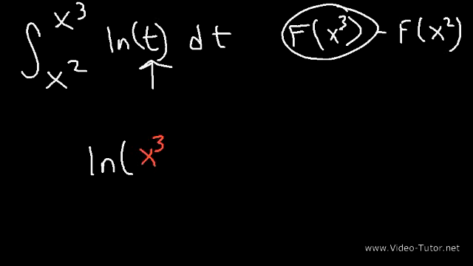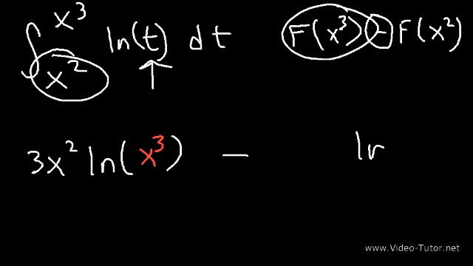And then find the derivative of x cubed, which is 3x squared. And so we're going to put that in here. And then minus. Now we need to work on this example. Let's replace t with x squared. And the derivative of x squared is 2x. So let's put that in the front. This is going to be the answer.